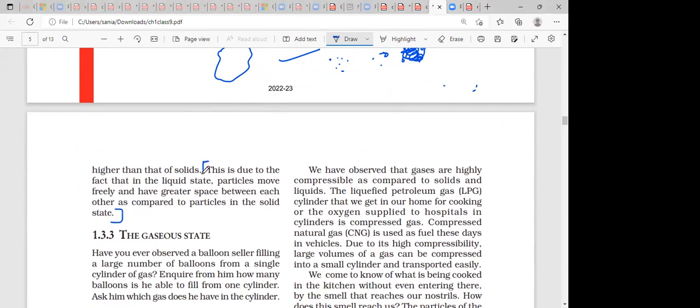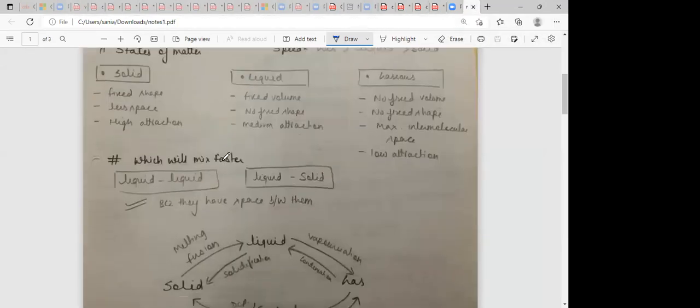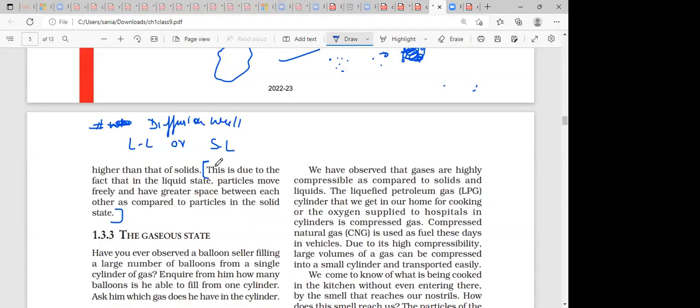So you will write the question like this: hashtag, diffusion will be faster in which state? You can write liquid-liquid or solid-liquid. I don't know whether it's written in the notes. Or you can write which will mix faster, or where diffusion will take place, liquid-liquid or liquid-solid. After that, you can write the answer: in liquid-liquid, diffusion will be faster. Have you started writing, students?